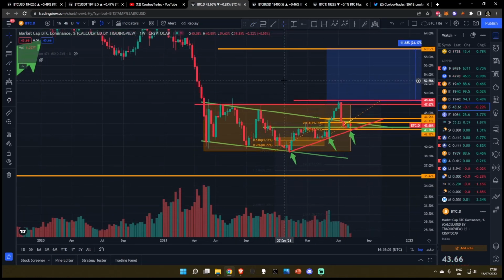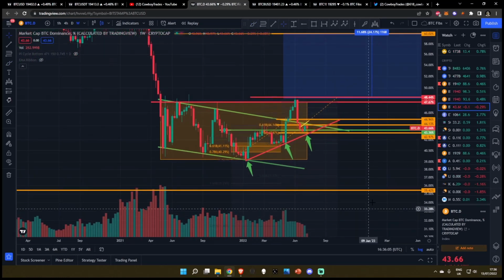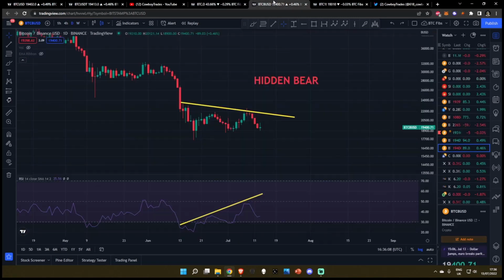Or should I say momentum volume, because you obviously can't buy or sell the dominance. This just tracks how other cryptocurrencies are performing against Bitcoin.